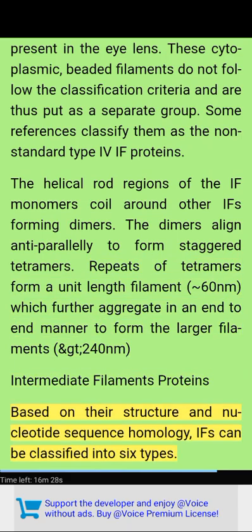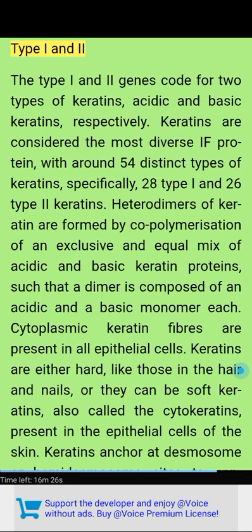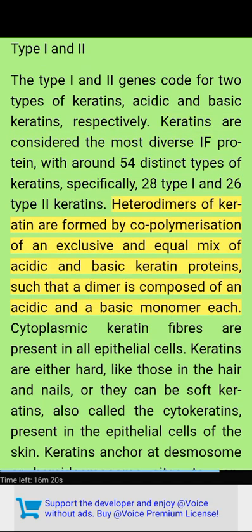Intermediate filament proteins. Based on their structure and nucleotide sequence homology, IFs can be classified into 6 types. Type 1 and 2. The type 1 and 2 genes code for two types of keratins, acidic and basic keratins, respectively. Keratins are considered the most diverse IF protein, with around 54 distinct types of keratins, specifically 28 type 1 and 26 type 2 keratins. Heterodimers of keratin are formed by copolymerization of an exclusive and equal mix of acidic and basic keratin proteins, such that a dimer is composed of an acidic and a basic monomer each.